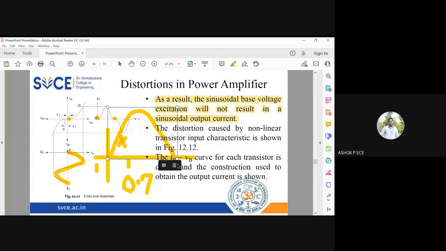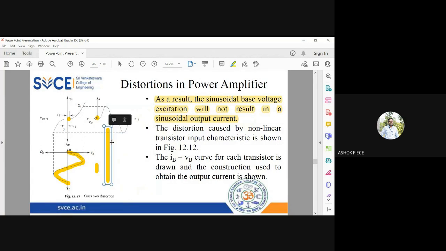Okay, the distortion is caused because of the non-linear characteristics of your transistor. Transistor is non-linear because it has some harmonic distortion, it has some crossover distortion. The reason for crossover distortion is mainly the cut-in voltage that is represented by V gamma. And V gamma is 0.3 volt for germanium and 0.7 volt for silicon.